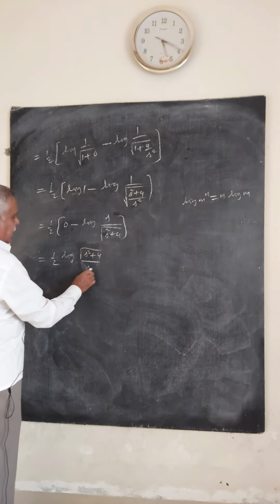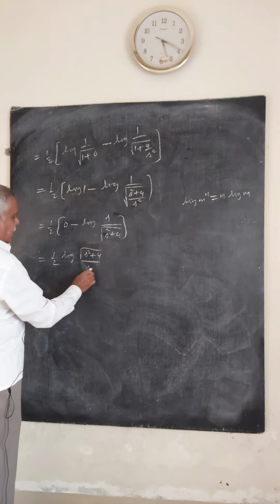Again, Laplace of sinh at by t. There are two ways of doing the sum. First way, method 1: s to infinity, Laplace of e power at minus e power minus at by t. Laplace of sinh at.